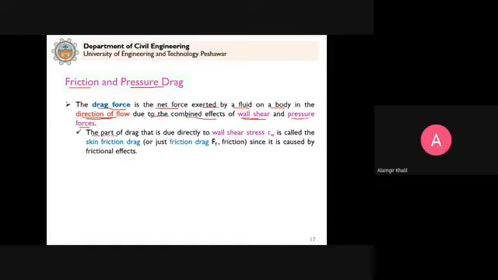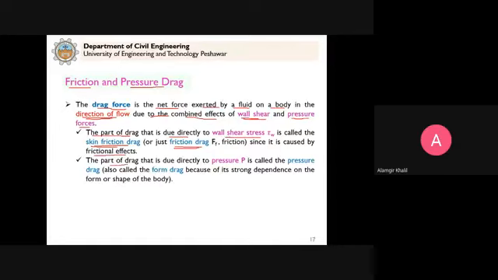So the part of the drag that is due directly to wall shear stress is called the skin friction drag, or just the friction drag. That portion of the drag which is due to the wall shear stress is simply known as the friction drag, or also called the skin friction drag, since it is caused by frictional effects.